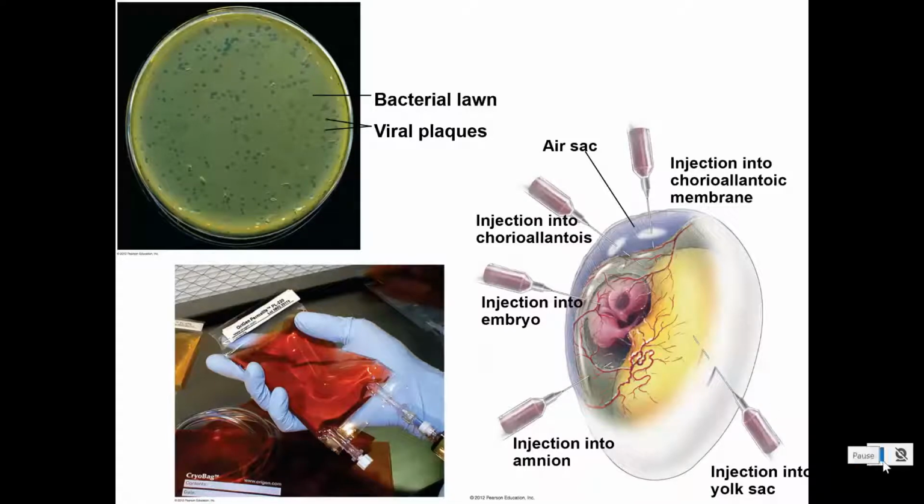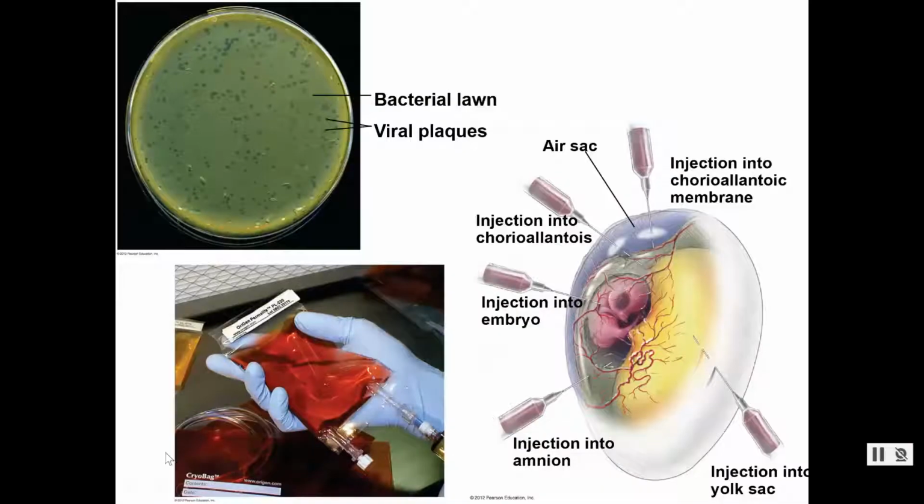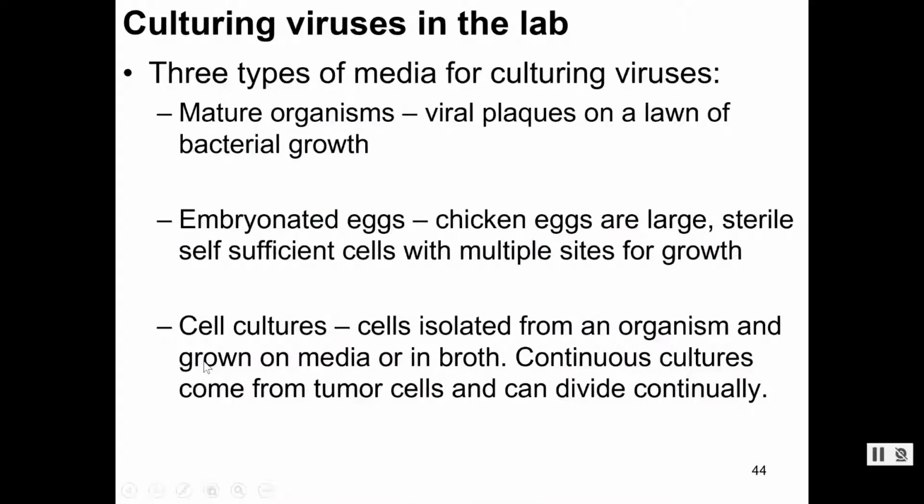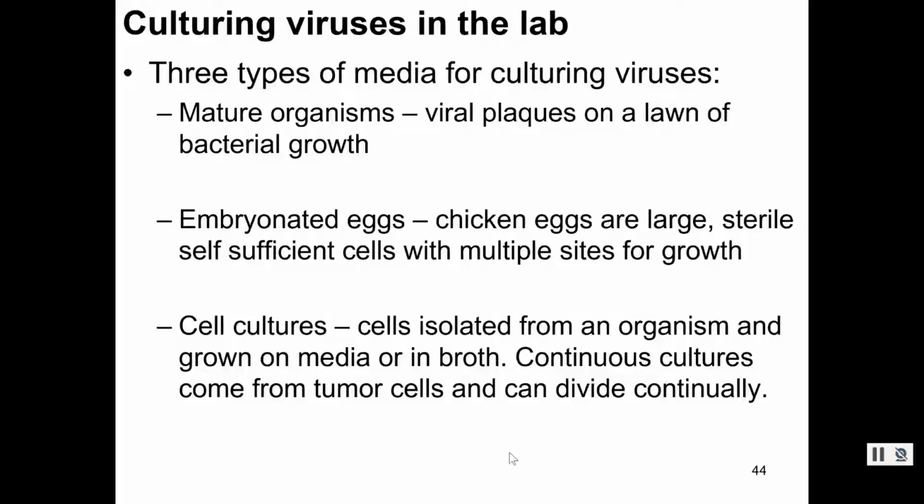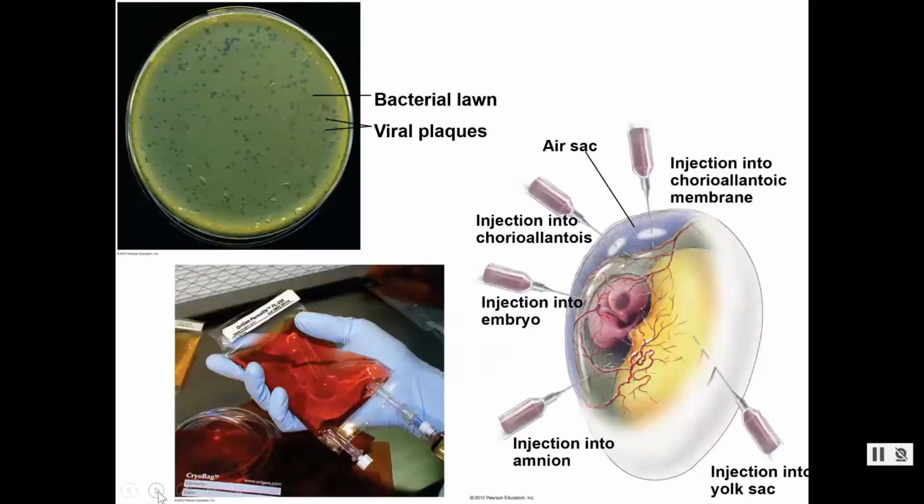All right, but what if it's not bacteria? What if it's a human virus? If it is a human virus, or an animal virus, one way that we can do this is embryonated chicken eggs. Chicken eggs are large, they're sterile, and they have a lot of different cell tissues.